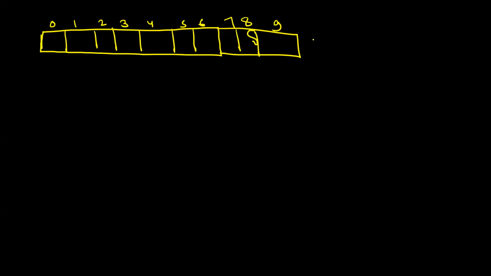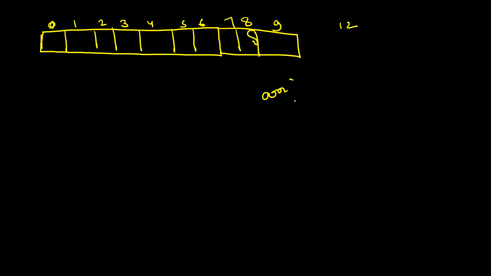Now, if you try to access an index that is not present in the array, think like this: you have made an array of size 10. You are only allowed to access indexes from 0 till 9. Now, if you try to access index number 12, which is not there in the array, then it will give you an error.